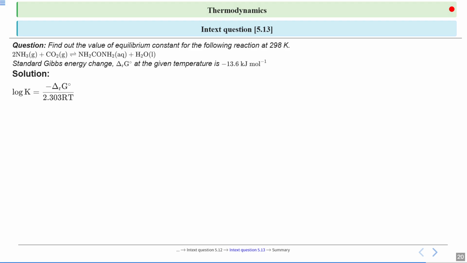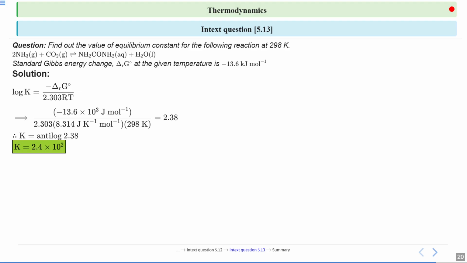The equation is delta G naught is equal to minus RT ln K, and delta G naught is equal to minus RT log K multiplied by 2.303. So we have just rearranged it. Then we put the values here, and after calculating this, we got log K as 2.38. Now we take the anti-log. Therefore, this value will be 2.4 into 10 to the power 2. So this is your final answer.